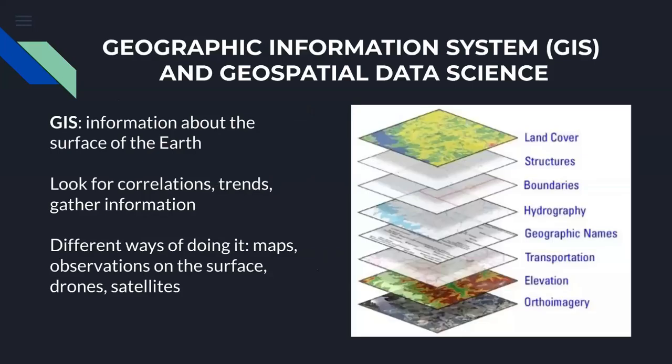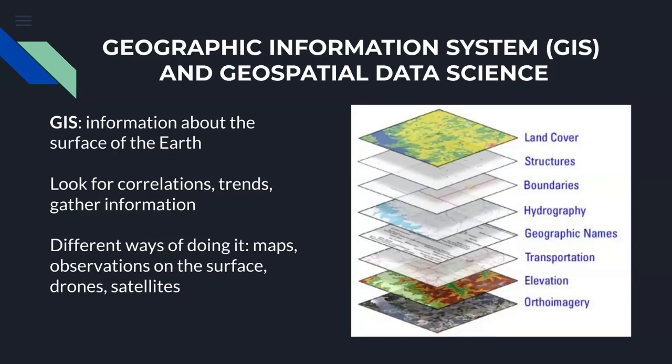Let's move to the geographic information system and geospatial data science side, which is what I'm mostly doing at the moment. GIS, geographic information system, is basically everything that has to do with the surface of the Earth. So what happens on the surface of the Earth? We want to study it. It's a very general term, a sort of data science term.